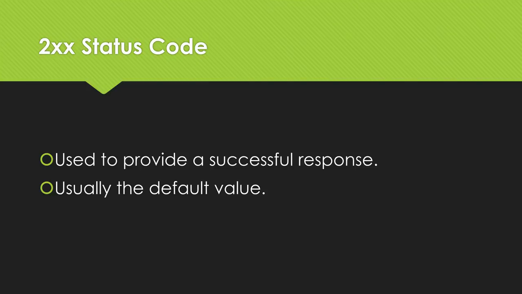These are status codes that mean the request and response was a success. Everything worked out as planned and nothing went wrong. By default, Node will set the status code to the number 200. You don't have to do anything to set that up.